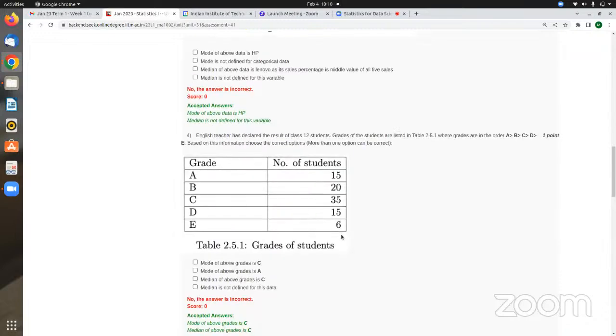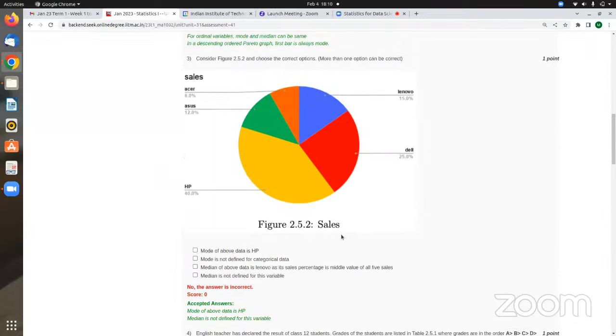In question number 4, it will be defined because those grades have an ordinal scale. We know that grade A is higher than grade B. But I cannot say that Acer is higher than Lenovo. Got it.